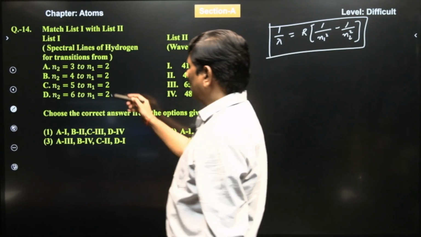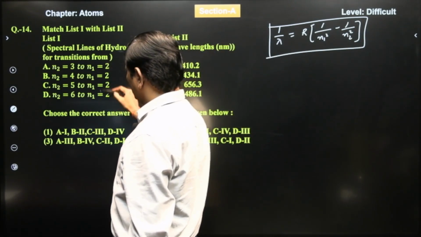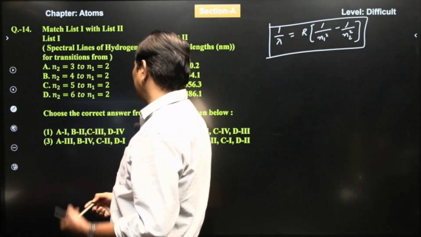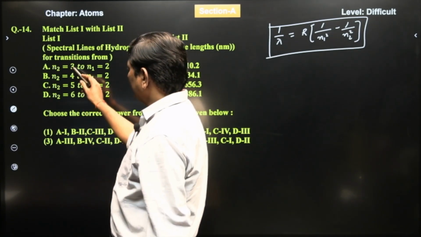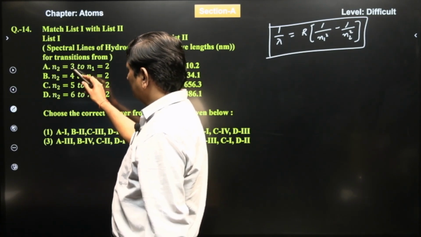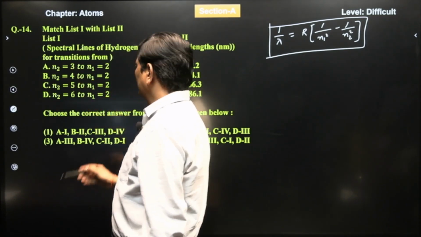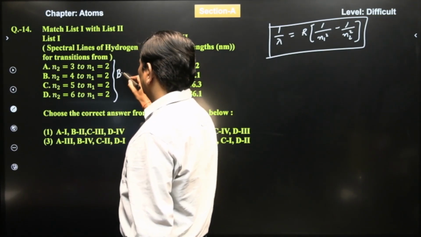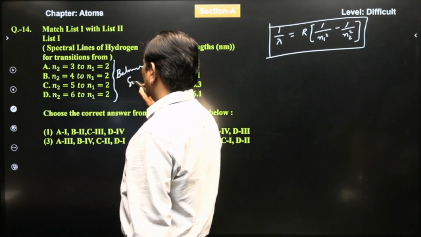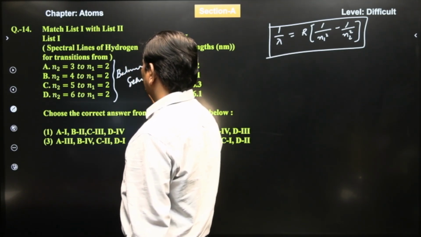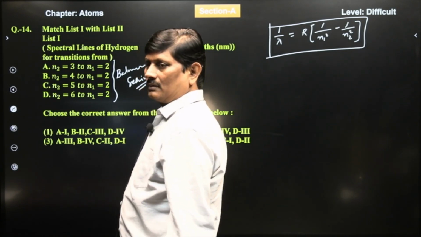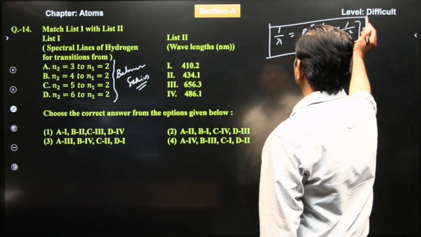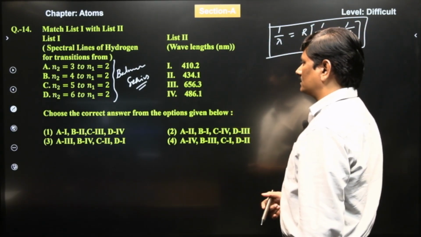If you see, in all cases n1 value is 2. Transition is taking place into the second orbit, from the higher orbits. See, n2 values above that: 3, 4, 5, 6 are given. So whatever the transitions given, these belong to the Balmer series. Balmer series is in the visible range, so we get the visible spectrum. Just use this relation to find these values.